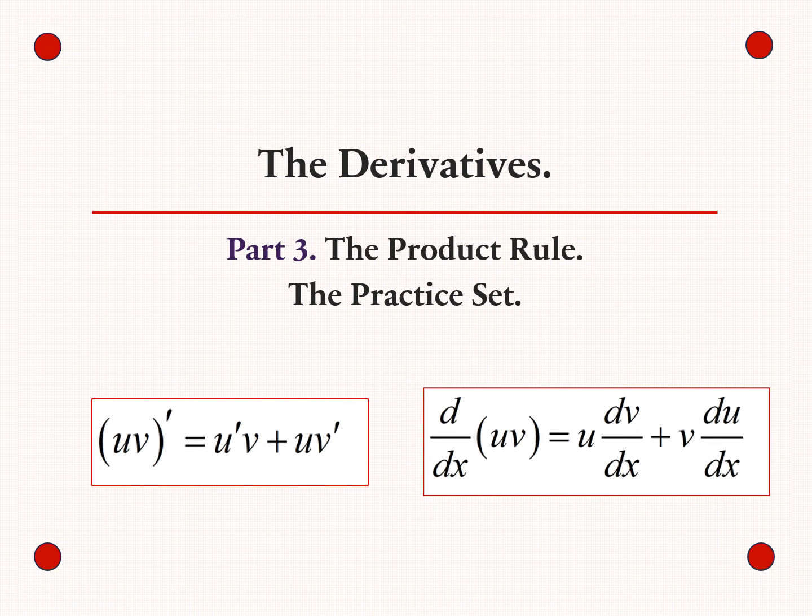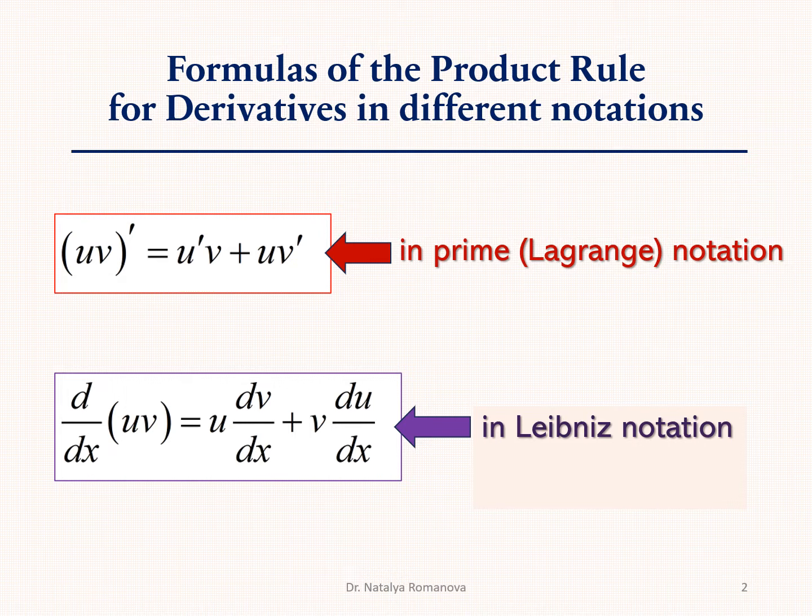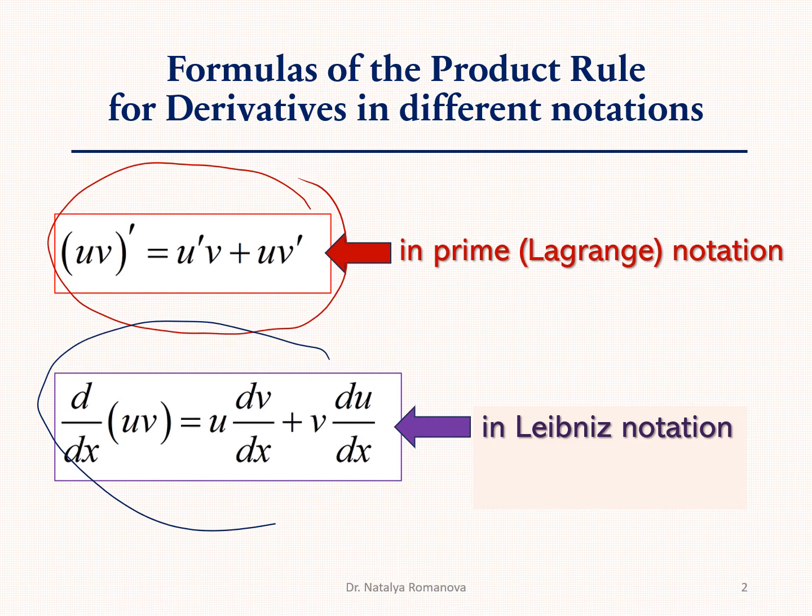The product rule for derivative in prime and limits notation is presented. The first formula presents the product rule for derivative in prime notation. The second formula is in Leibniz notation.